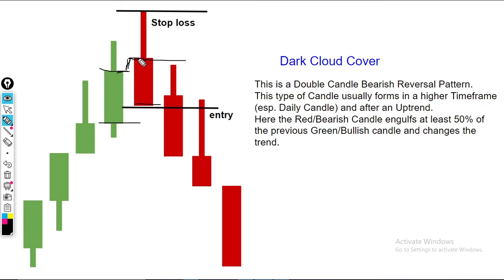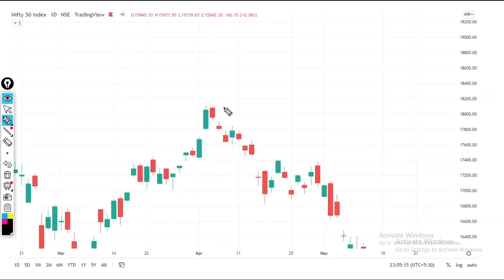So what happened here is, after the gap up opening, the bears are trying to push the market down. By seeing this pattern, we can identify momentum on the downside. So our entry will be at the low of this red candle and our stop loss should be above the high of this red candle. So this is a dark cloud cover pattern.